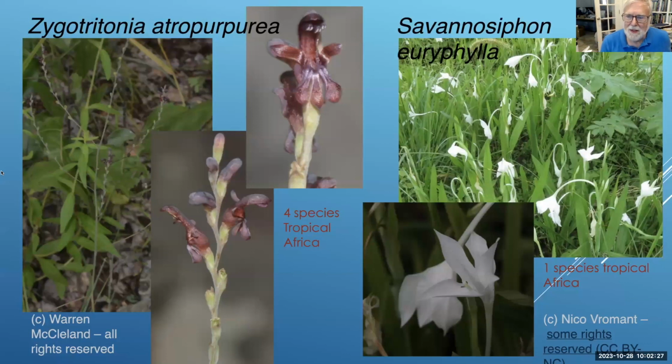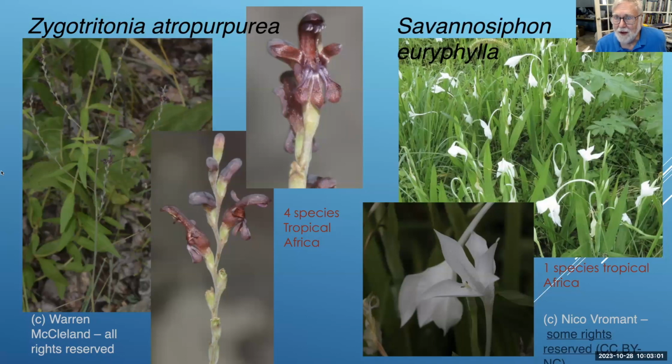Obviously, these are two that are not particularly garden exciting plants. Zygotritonia. If you look at the plant on the left, the flowers are very tiny. They're interesting flowers. If they were large, I would expect they would be bird pollinated, but they're probably pollinated by some fly that has a fairly long snout.